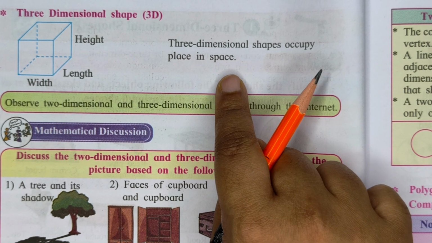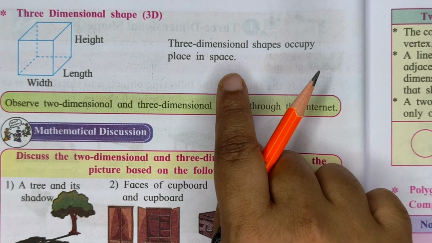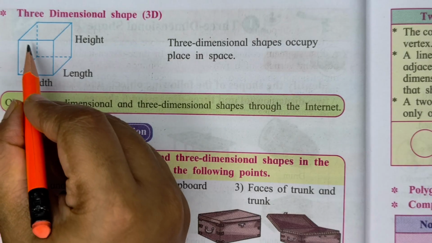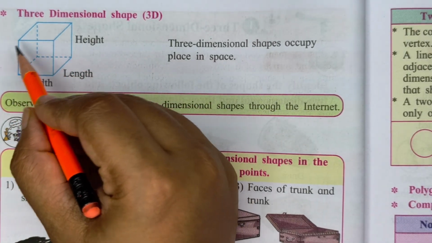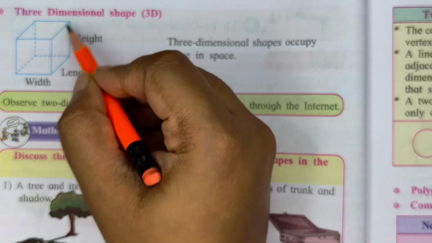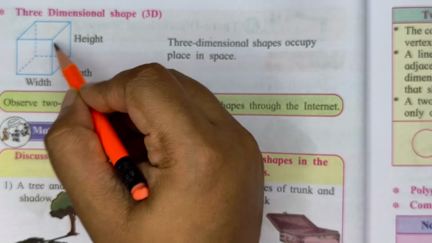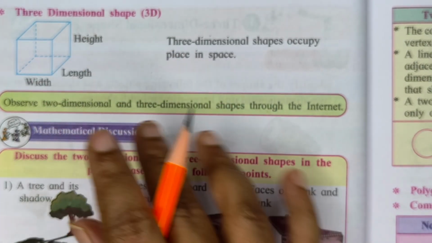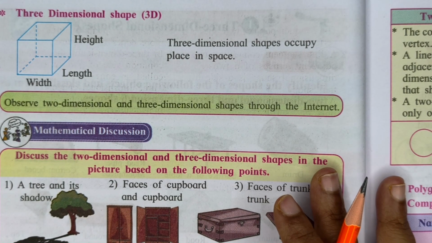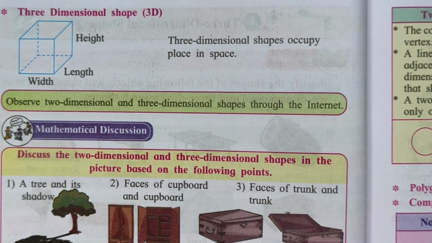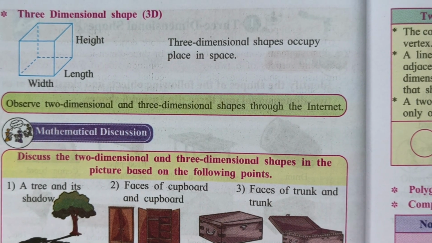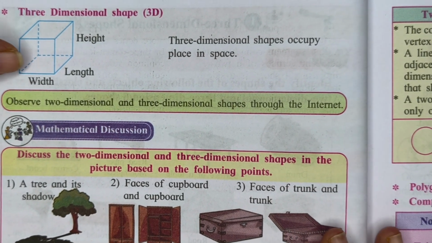Then it has length, breadth and height. Understood? Like suppose see here, this is the length, this is the breadth and this is the height. So length, breadth and height is there. Whenever length, breadth and height is given, that means it is three-dimensional. Understood what is 1D, 2D and 3D? So we will do the revision first and understand.